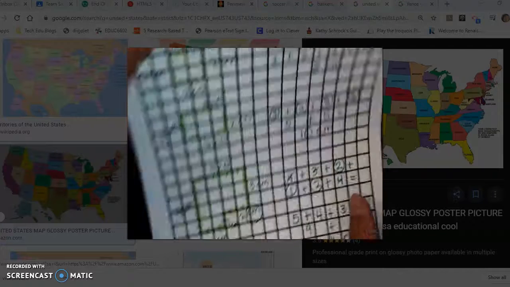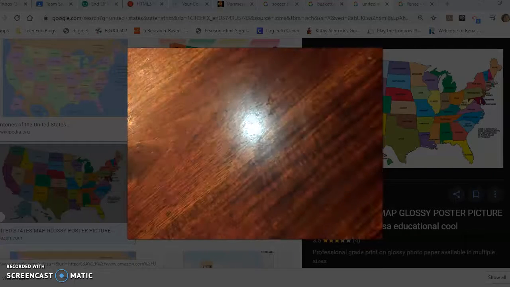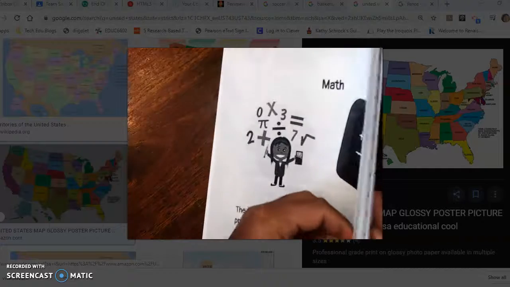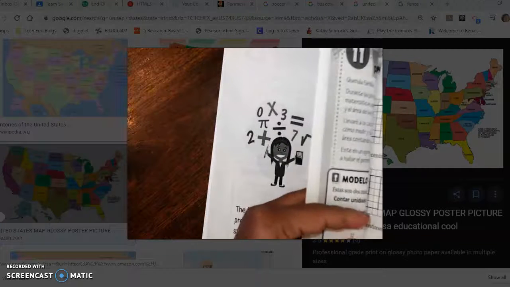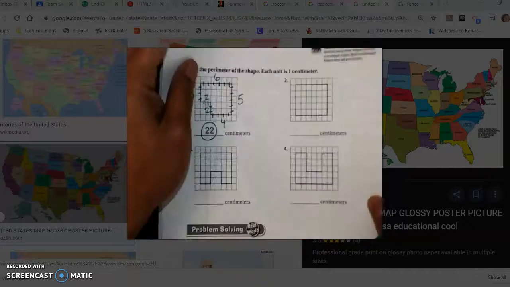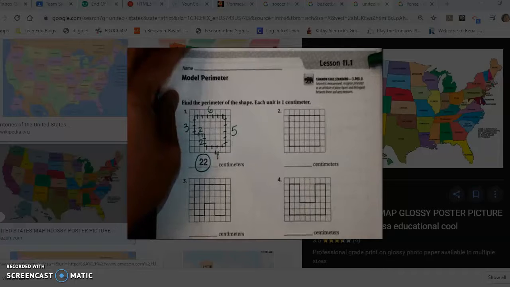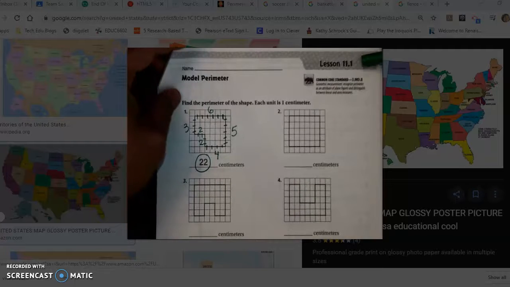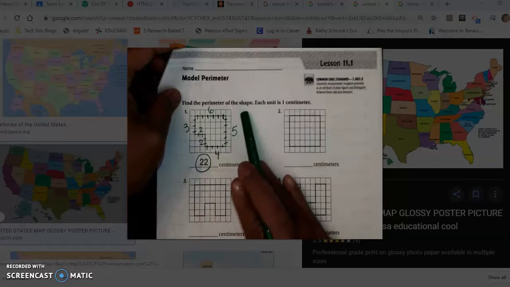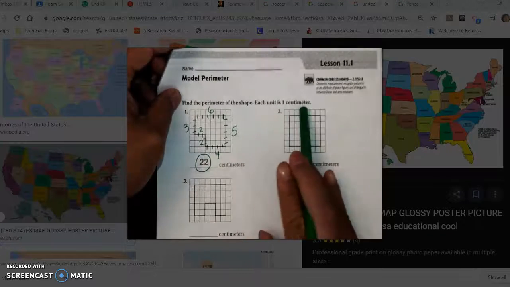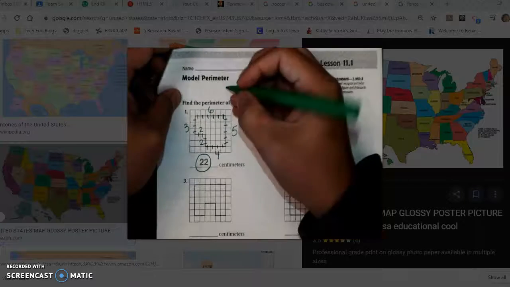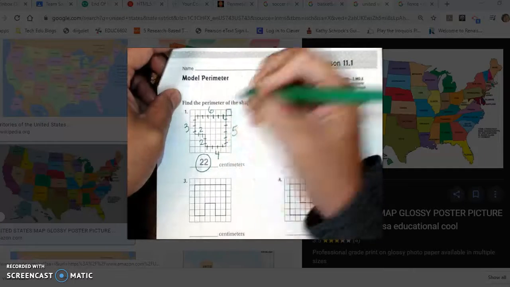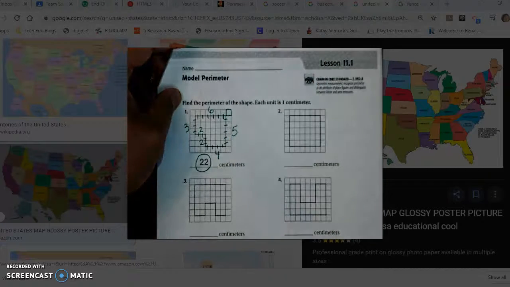So let's take a look at our math homework. And it's math lesson 11.1 right here at the top. And it's asking you to find the perimeter of the shape. Each unit is 1 centimeter. And when they talk about the unit, they're just talking about each square. Okay, each square is 1 centimeter long.